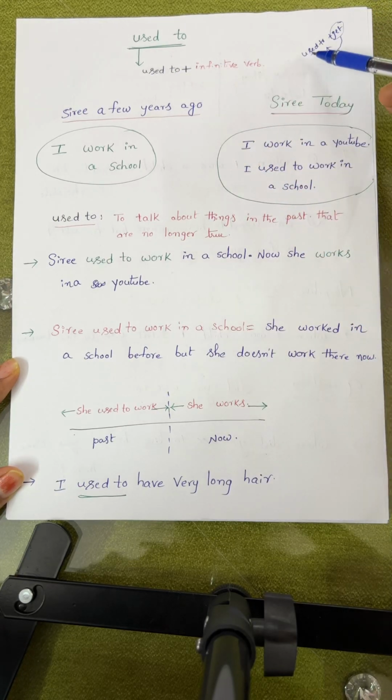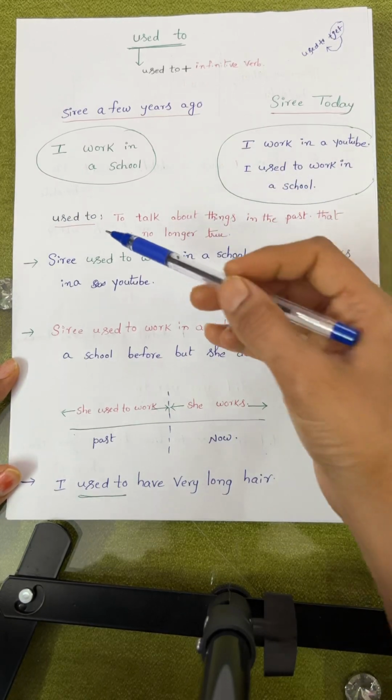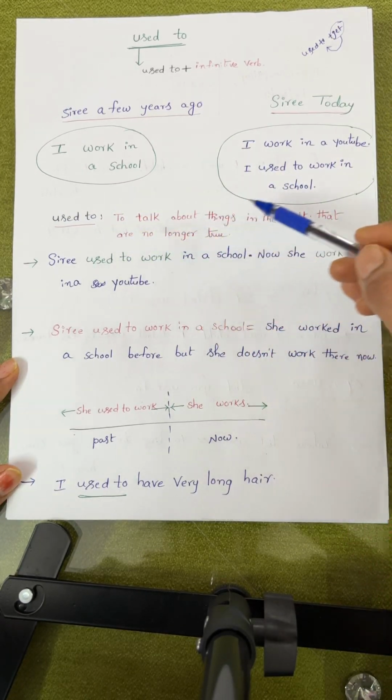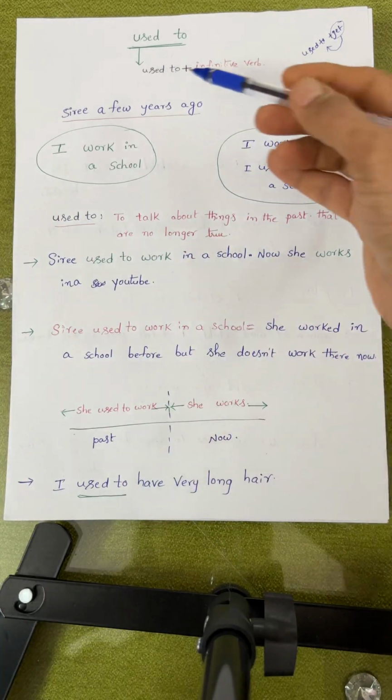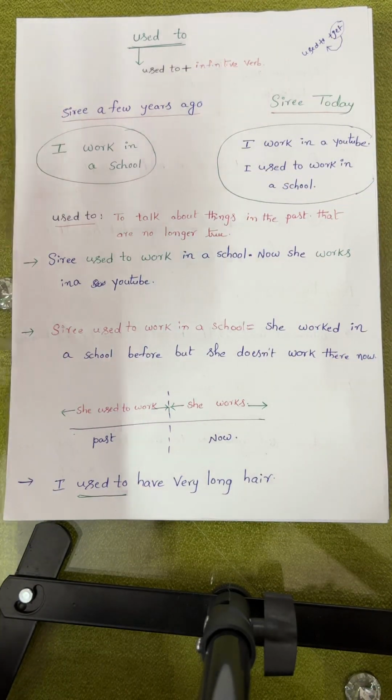Suppose used to plus get. Get takes "to": used to bring, used to make, like this. Okay, the format of this: "used to" is used to talk about things in the past that are no longer true.